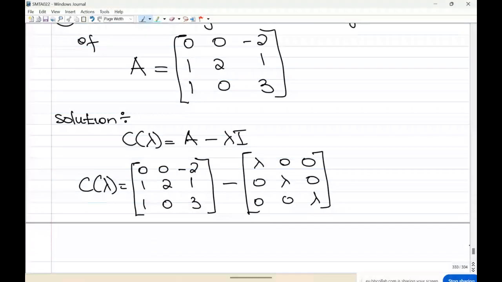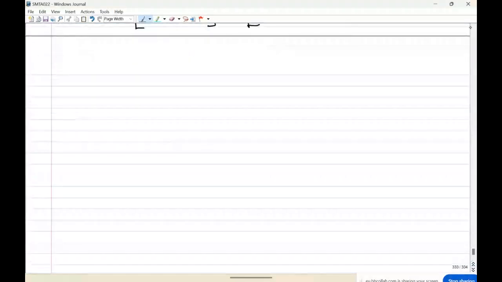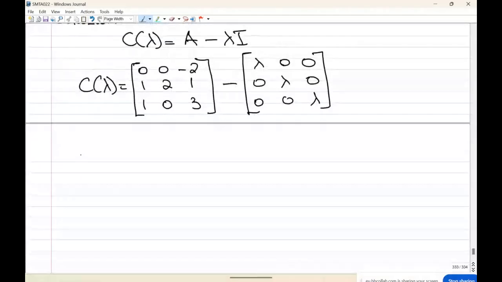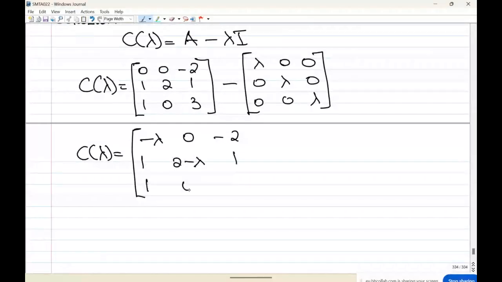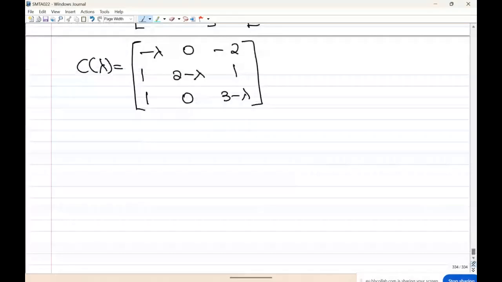So now, from this, you are going to come up with your C lambda will be equals to, let's add the, you are going to get negative lambda, you'll have 0, and then minus 2. Then you'll have 1, and then 2 minus lambda, and then 1. You'll have 1, and then 0, and then 3 minus lambda. Can I get yes from you? Yes, sir.